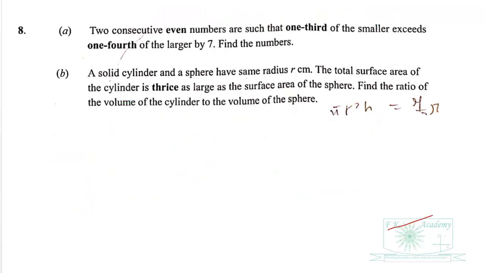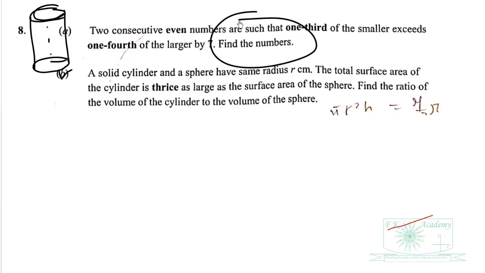So we know a cylinder looks like this. The radius here is r, and we have a sphere also looking like something like this. So we're told that they both have the same radius, r.